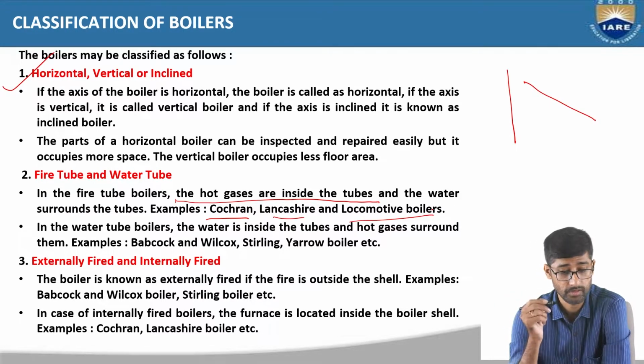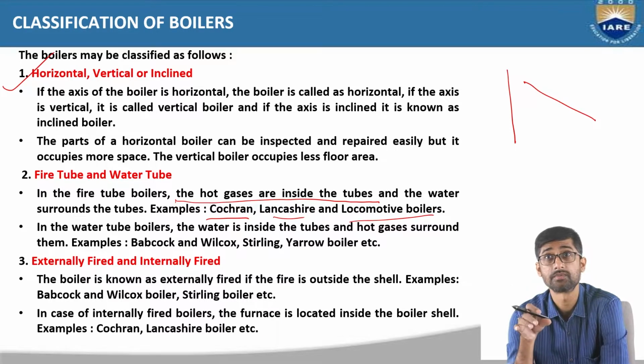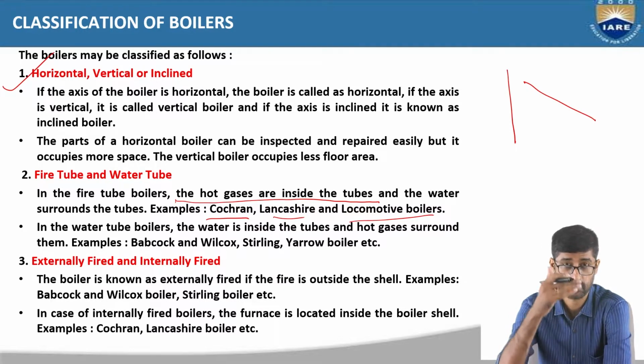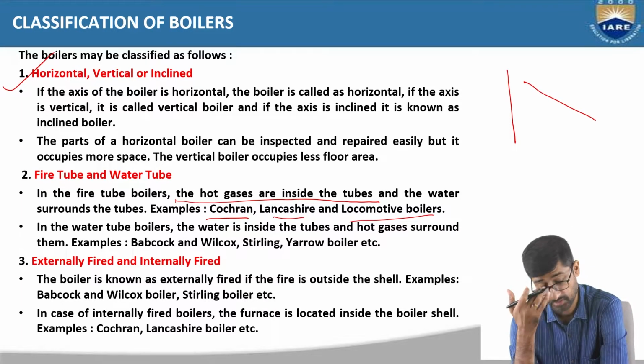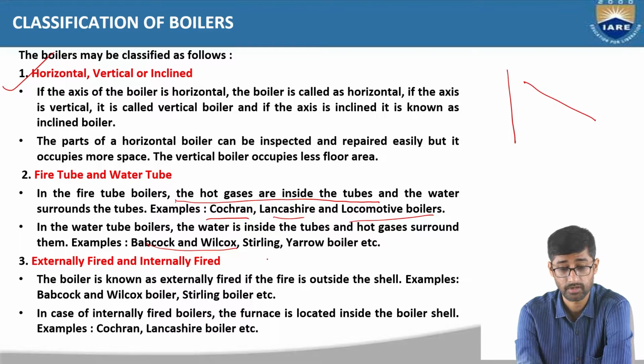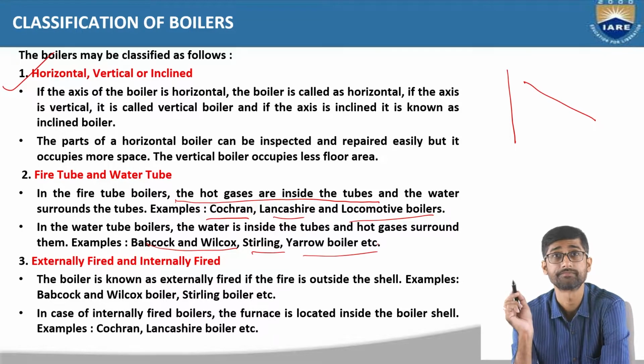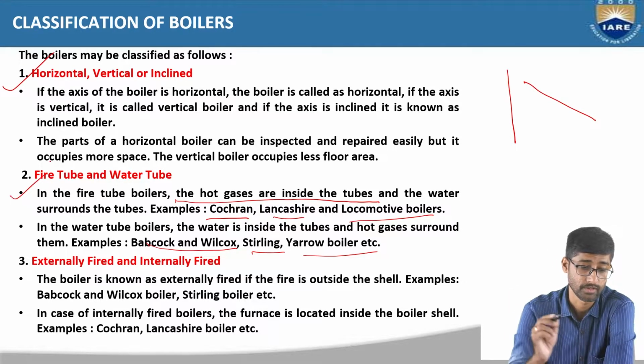In the water tube boiler, the water is inside the tubes and the hot gases are surrounding the tubes. That is called a water tube boiler. For example, the Babcock and Wilcox boiler, Stirling boiler, and aeronautical boilers. So these are the fire tube and water tube boilers.